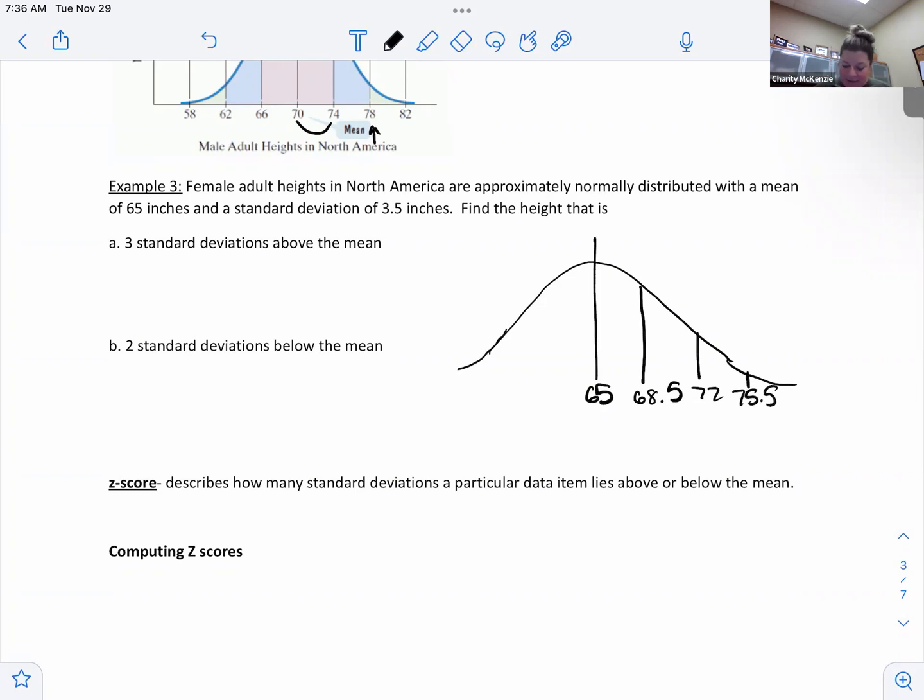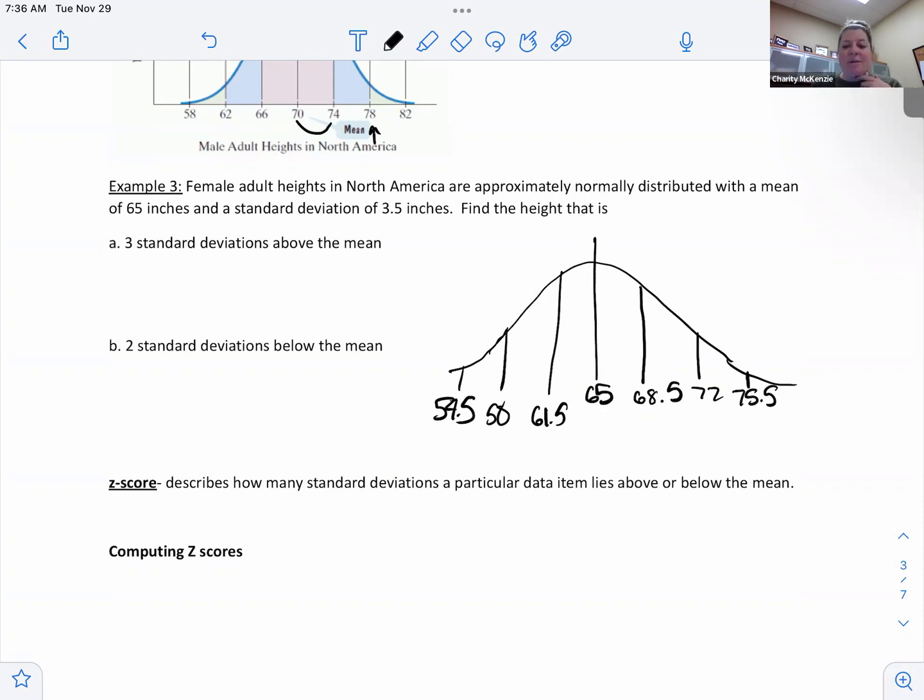Then we have to go the other direction. So 65 minus 3.5 is 61.5. Minus 3.5, and I get 58. Minus 3.5, and I get 54.5. Cool. Okay, now let's answer our questions.